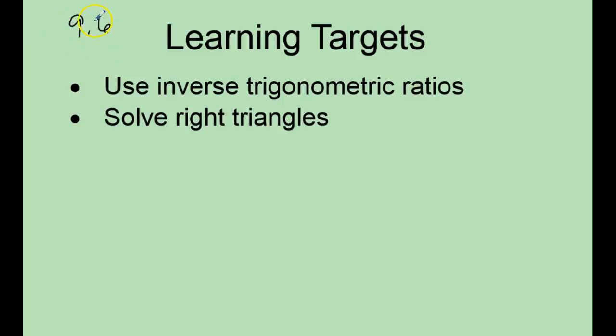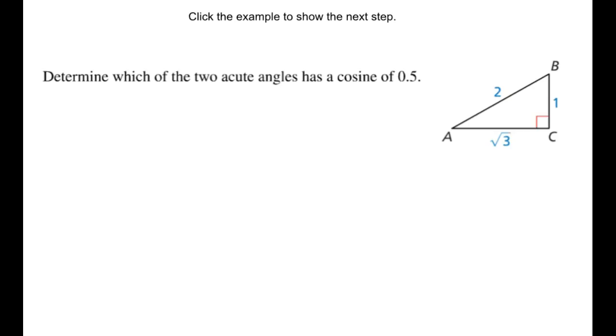All right, here we're looking at section 9.6, and our learning targets for today are to use inverse trig ratios, and then we're going to be solving right triangles. And we'll talk about what each of those things means here as we get to them. So our first example is to determine which of the two acute angles has a cosine of 0.5, right?